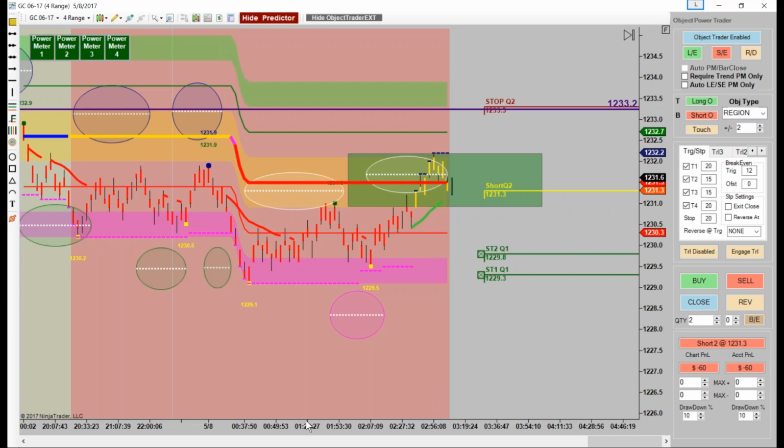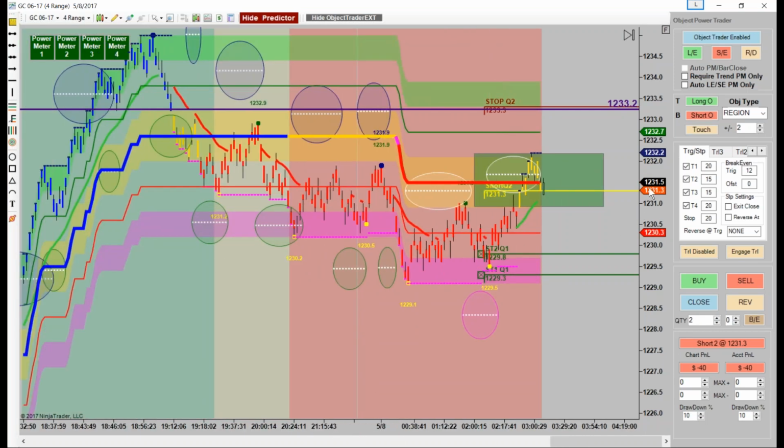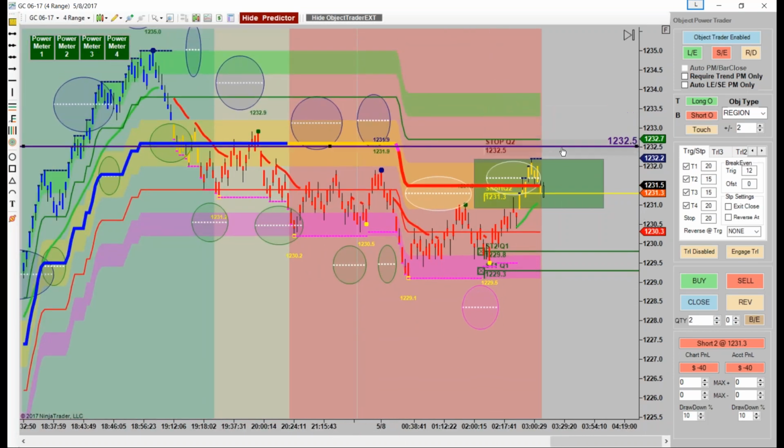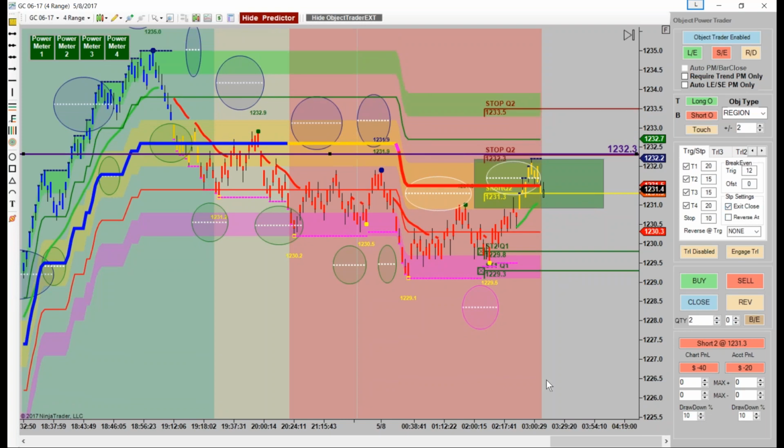Okay? Now, what I would do in this case right here, I would go ahead and put my stop just above the swing, and I personally like to use exit on close. That means my stop is right there at 1232.30, but the bar has to close. Okay? If I lose power, I've got a catastrophic stop right here. Now, I also like to draw my charts.